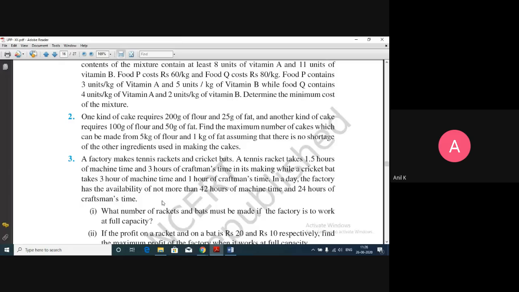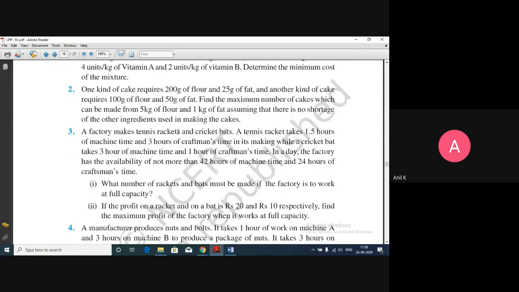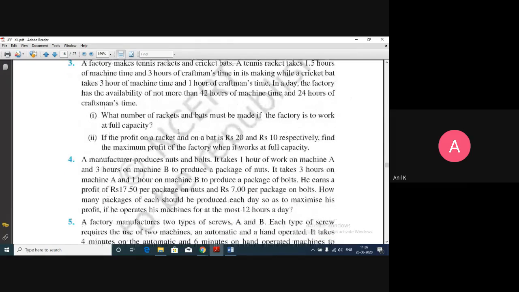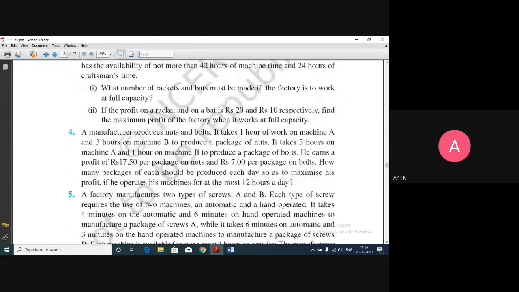Next, I think the second one is also about the ingredients and dietitian only. I think you can try it out. Next one, I'll go for the fourth question.